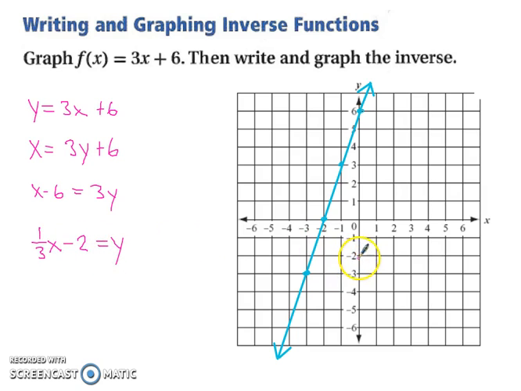So we start at -2, and then we go up 1 over 3, or we could go down 1 over 3, and connect them with a line. And there you have it. You've now graphed an inverse function. So as a recap, we're just going to switch our x and y values, solve for y, and then graph that equation.